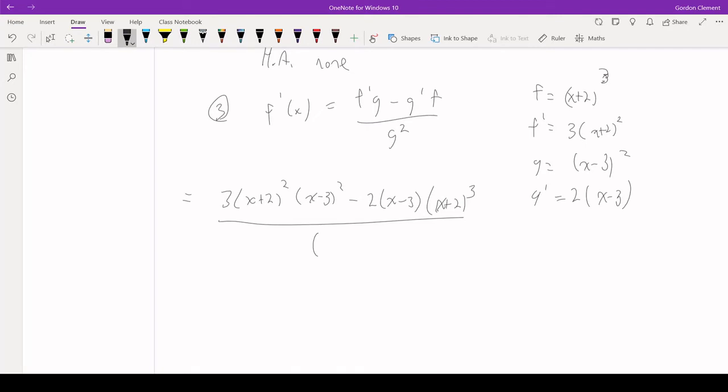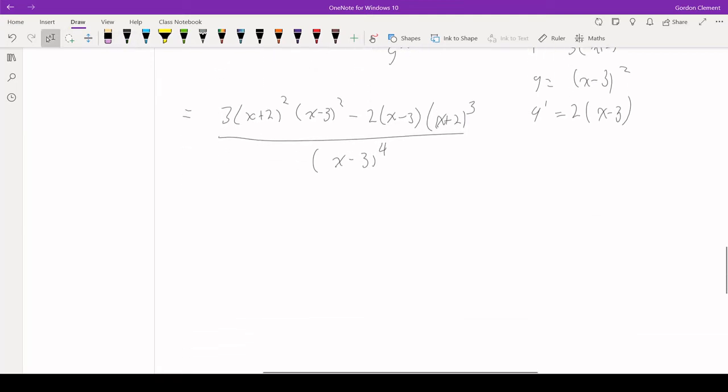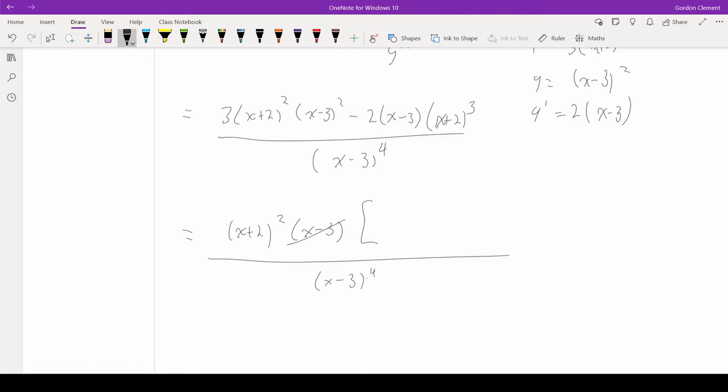Okay, and then over g squared is going to be that to the power of 4. Okay, and we're going to want to do something with this derivative, so we're going to want to factor it out. So again, looking for those common factors. So both terms have at least 2 of those on top. Both terms have an x minus 3 on top. We're going to be able to cancel that with the x minus 3 to the 4 on the bottom, so that'll be nice.